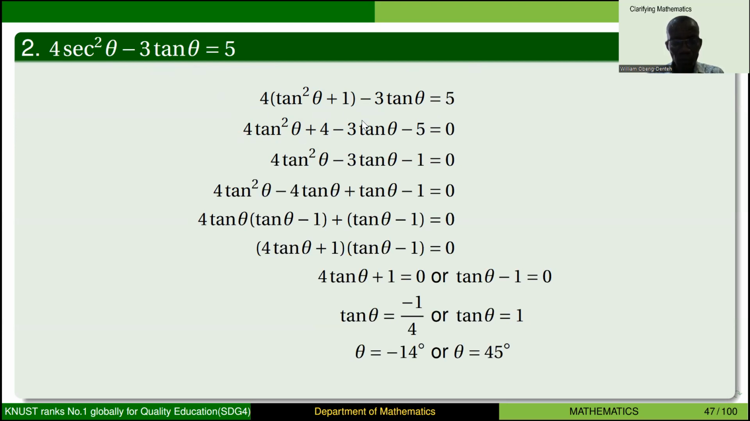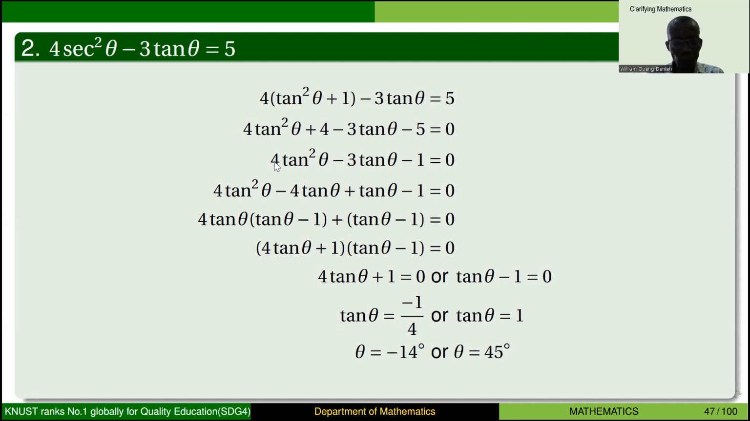Now at this point, let us rearrange. So our 4 tan squared theta comes, and then minus 3 tan theta. And then we subtract this 5 from both sides, so that takes it there. And then the next step, because we have this 4, that also subtracting, we get minus 1. So we get 4 tan squared theta minus 3 tan theta minus 1. This is a quadratic in tan theta.